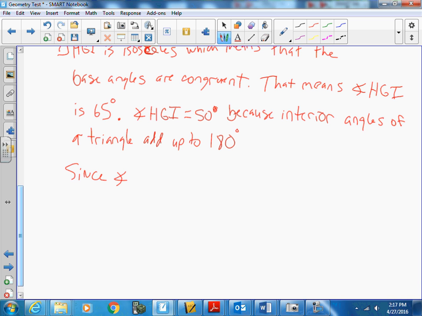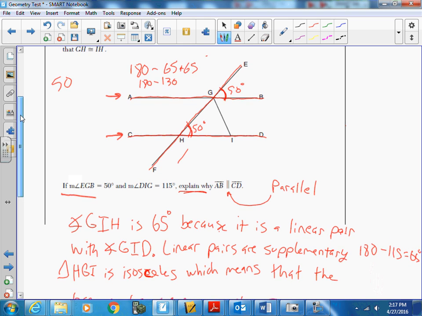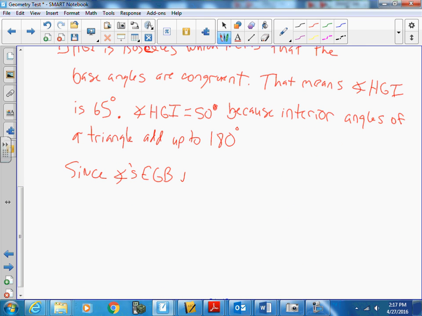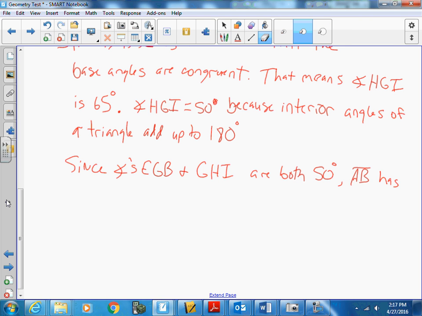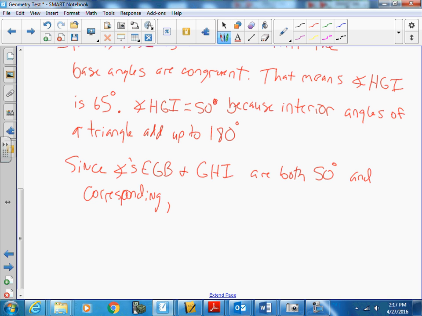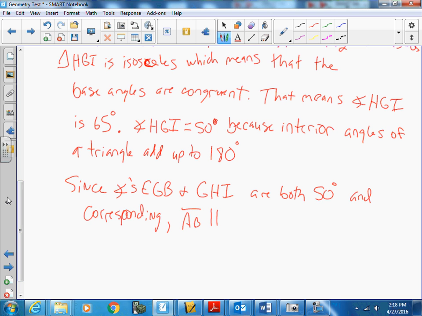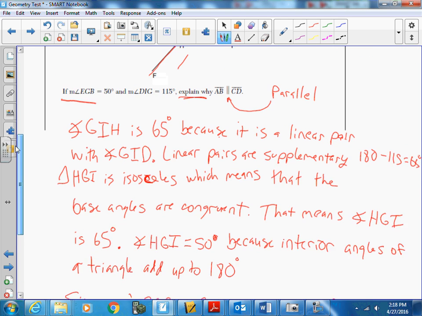All right, so since angles, let's see, let's go back up here, EGB and GHI are both 50 degrees and corresponding, line AB is parallel to CD. All right, there we go.